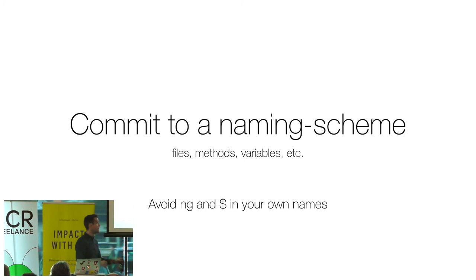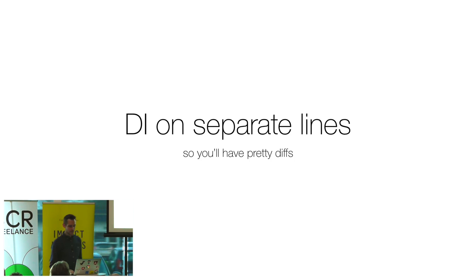But it's just not obvious for people outside if this is an internal method or an external method or something. So avoid using those in your own names. I know at Impact we used to do this a lot, so we still have a lot of refactoring to do on older stuff.